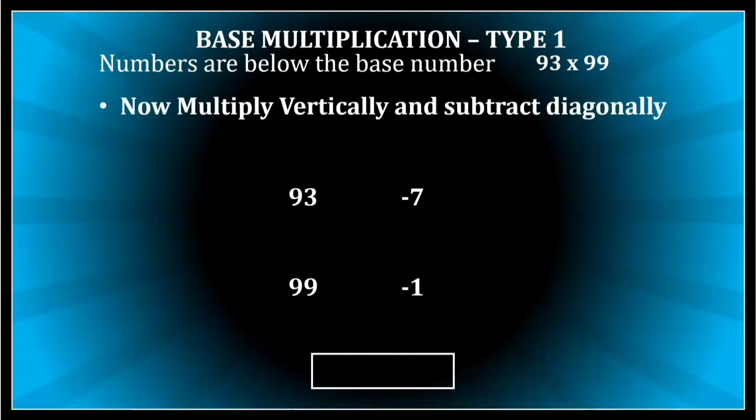I'll multiply vertically and subtract diagonally. Multiplying vertically means these two numbers are to be multiplied vertically. So I take minus 7 into minus 1 and I get the answer as 7. Now, because the base is 100, how many zeros are there in the base? There are 2 zeros. Therefore, I need to have 2 digits here. जितने भी zero है, उतने ही digits आपके पास यहाँ पे होने चाहिए. So if there were 2 zeros in the base, 100, I need to have 2 digits. To make it a 2-digit number, I add 0 to it and I get 07.